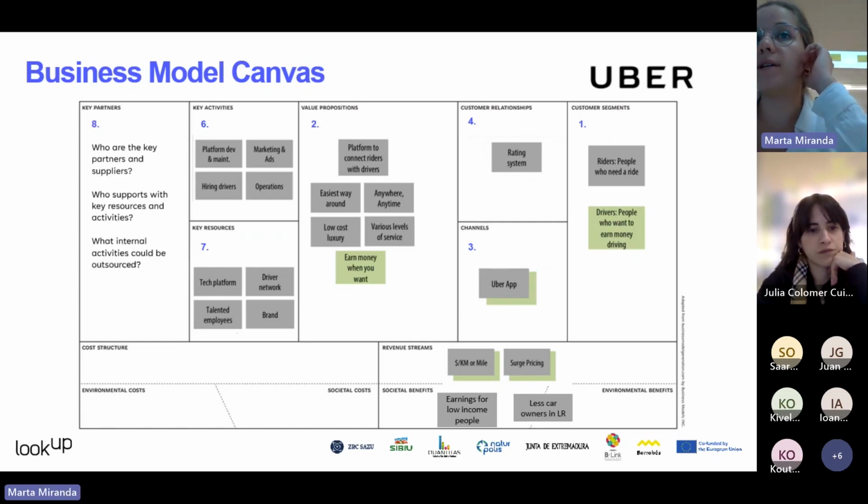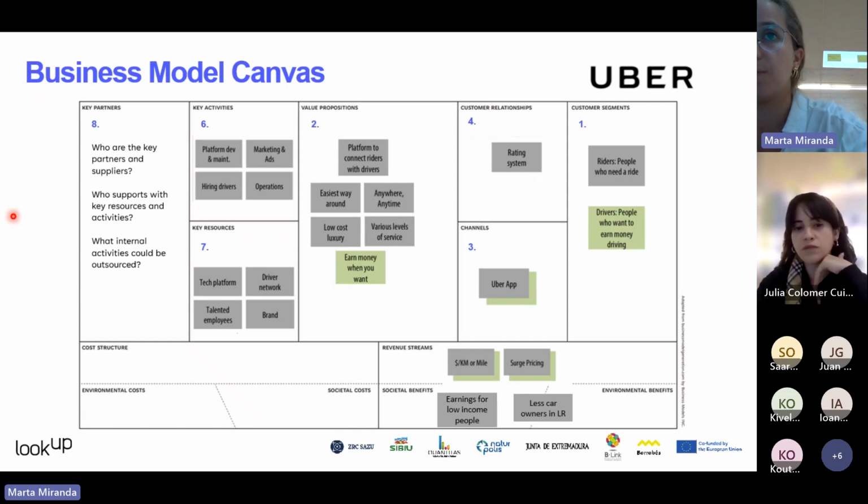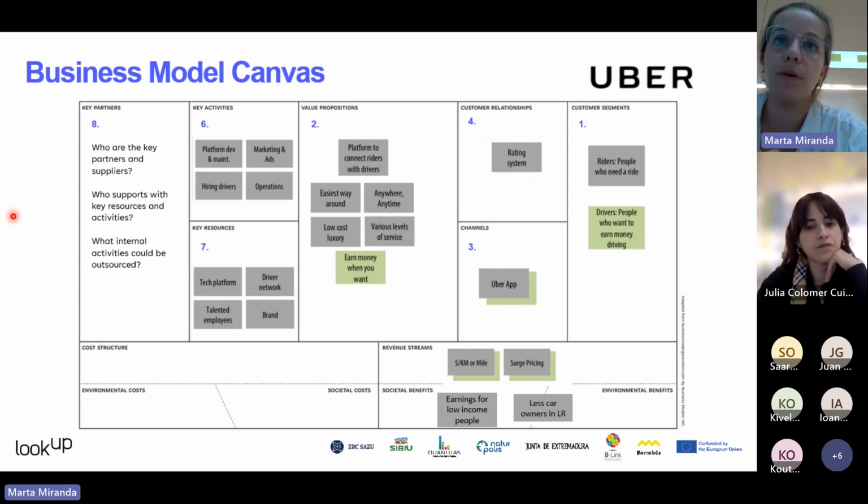The last part of this top left part of the business model is the key partners. In the end, it's really related to our stakeholders. Who are the key partners and suppliers who are going to support our business with key resources and activities, and what are the internal activities that also could be outsourced?